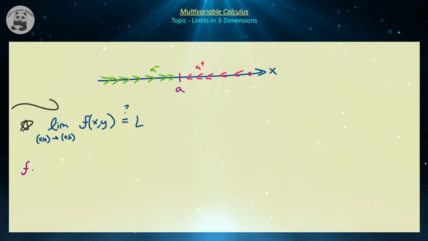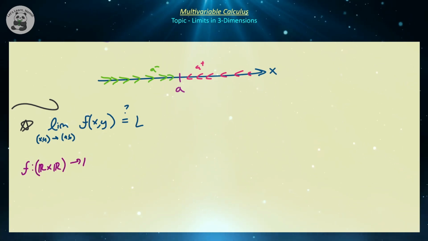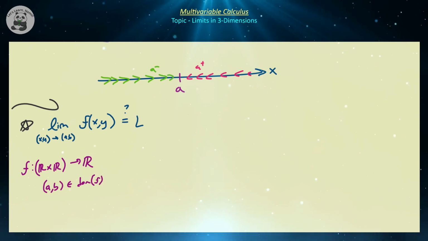And here we're assuming that f takes R cross R and maps it to R. And we're going to assume, for simplicity, that (a, b) belongs to the domain of f. But if you do remember, a point doesn't need to belong to the domain of a function, or even be defined, in order for the limit to exist. I'm just having this here for some base idea.